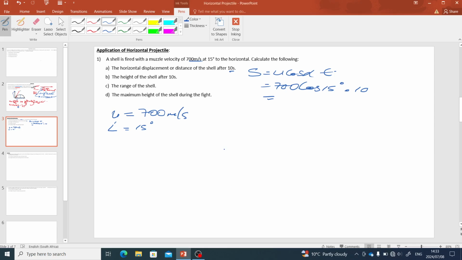Now it will be 700 multiplied by 10 multiplied by cos 15. Now I get my answer. Please somebody verify for me if that is the answer. It's 6,761,481 meters. Okay, that's the answer that I'm getting. Now somebody verify for me. Right, that is the answer that I'm getting. We managed to calculate the first question.